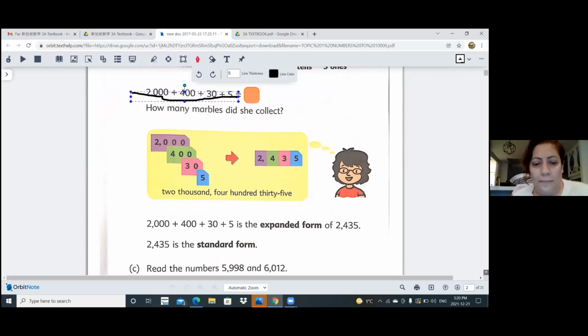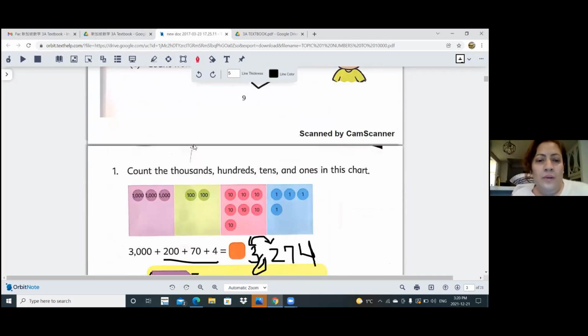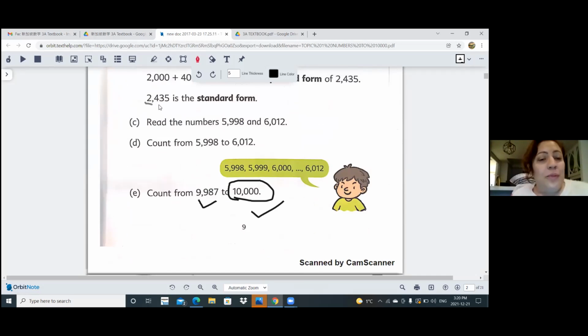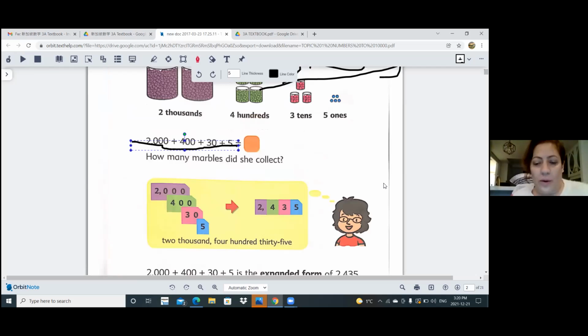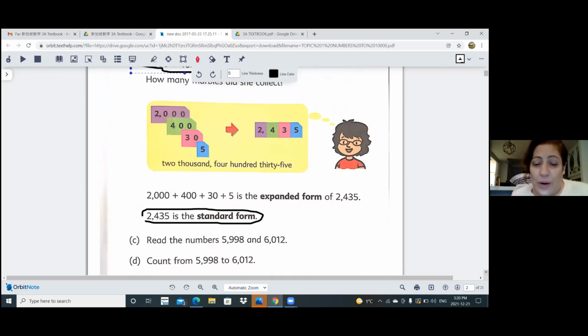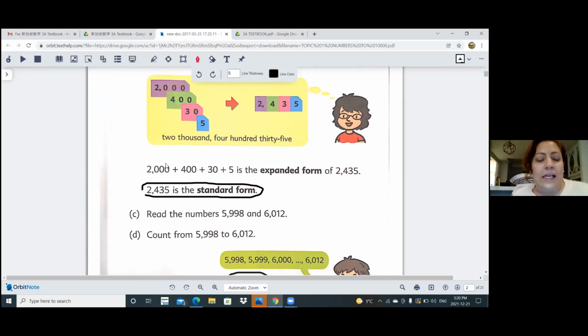Okay, let's go to the next one. Now, 2,435 is written in standard form. This is called the expanded form. Boys, can you tell me what makes the expanded form different from the standard form? What makes the two different? Michael, Arthur, what makes the two different from each other? One is called standard, one's called expanded, but there's more than that. They're still the same numbers, but there's something that makes them different. What is that?